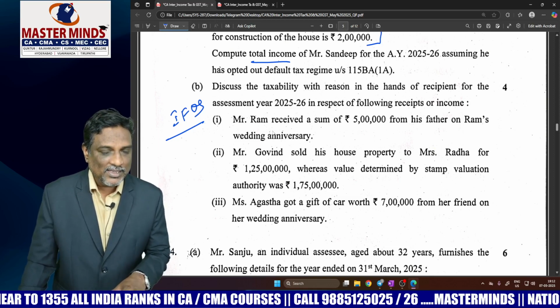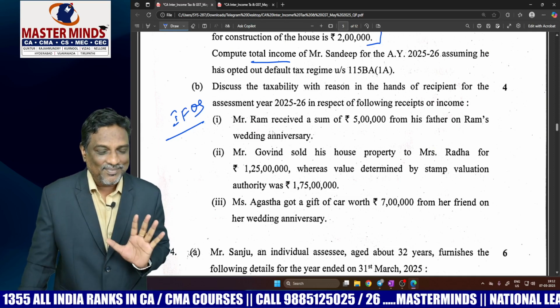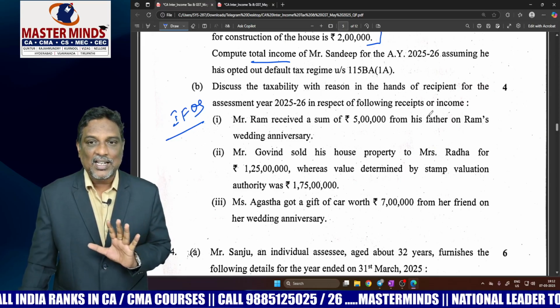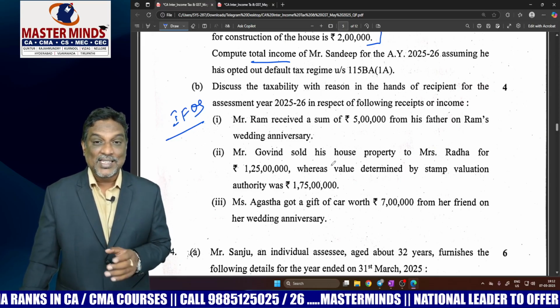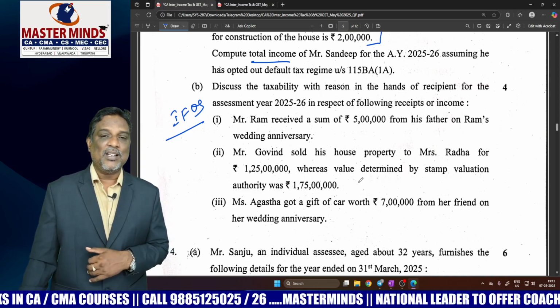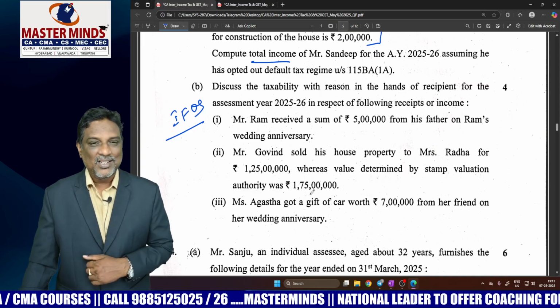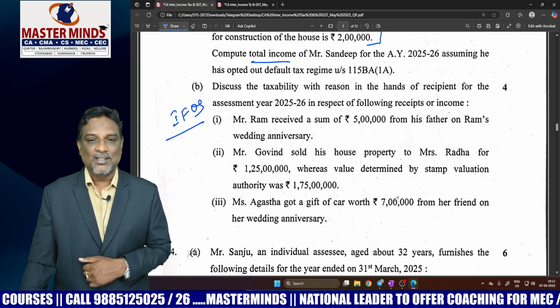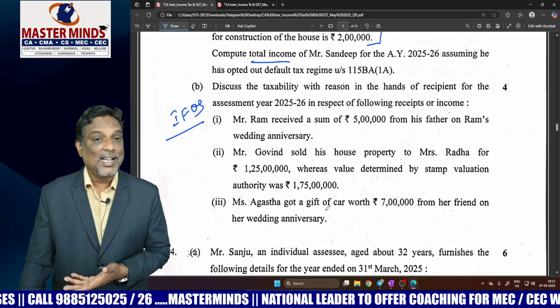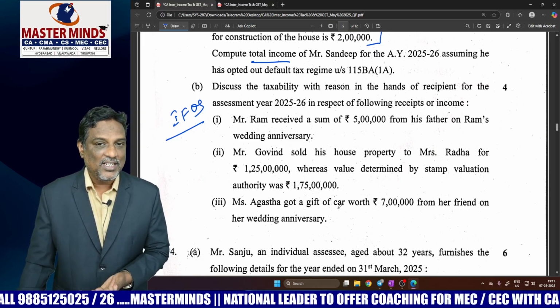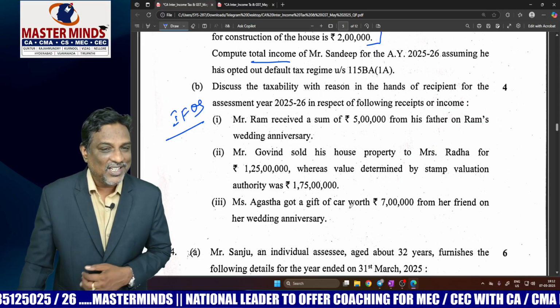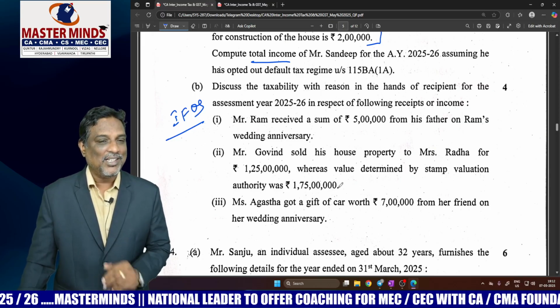So many problems like this are solved in our material. Okay. Gift from a relative, not taxable. Here sale of immovable property, from the recipient's point of view, it's a 5th category gift. Immovable property, inadequate consideration. Gift of a car, it's not an asset, not covered in the property definition, therefore not taxable as a gift. Easy and fundamental points.